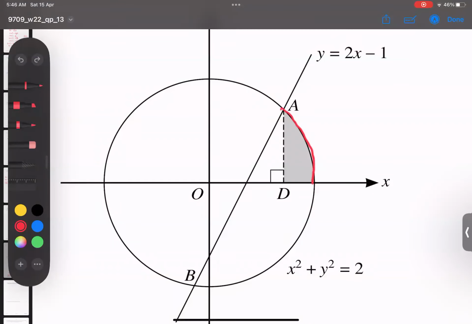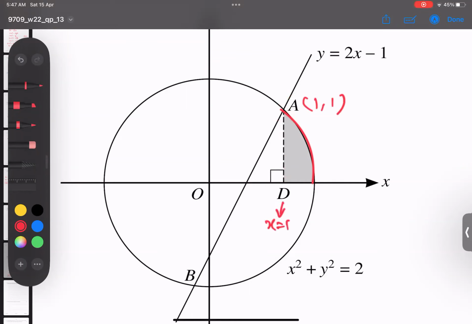So how to get shaded area? Above is a curve. Okay, and below x-axis. And what limits we can use? The limits we use is what is the x coordinate, students? 1, 1. So it means here x is 1, so here x is 1. So at this point x value is 1.